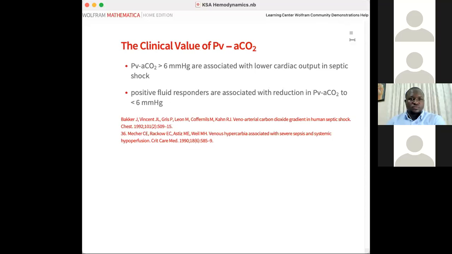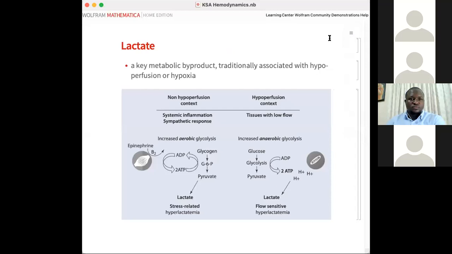So it may be something to consider, given that a lot of our patients already have an arterial line and a central line. If you do the two gases concurrently and you take the central venous carbon dioxide and subtract your arterial carbon dioxide from it, if the gap is more than 6 millimeters of mercury, you may be dealing with a hypoperfusion state.